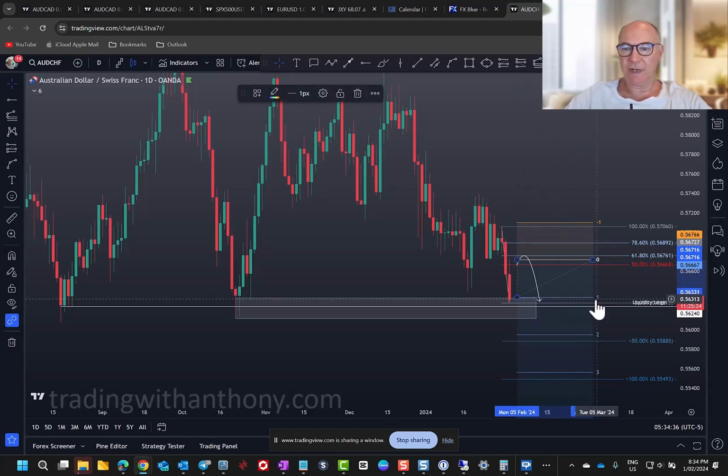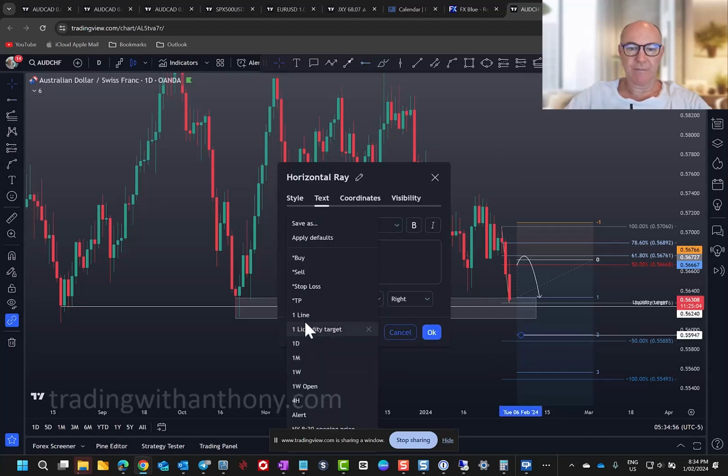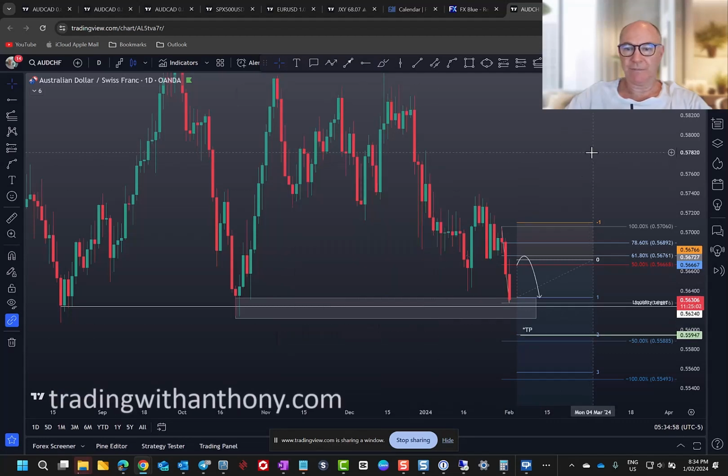So there's 1R at this level here, and then we've got a 2R down at this blue level, so that would be my second target right there. So that's target 2, TP. So that's my take on the Aussie Swiss at the moment.